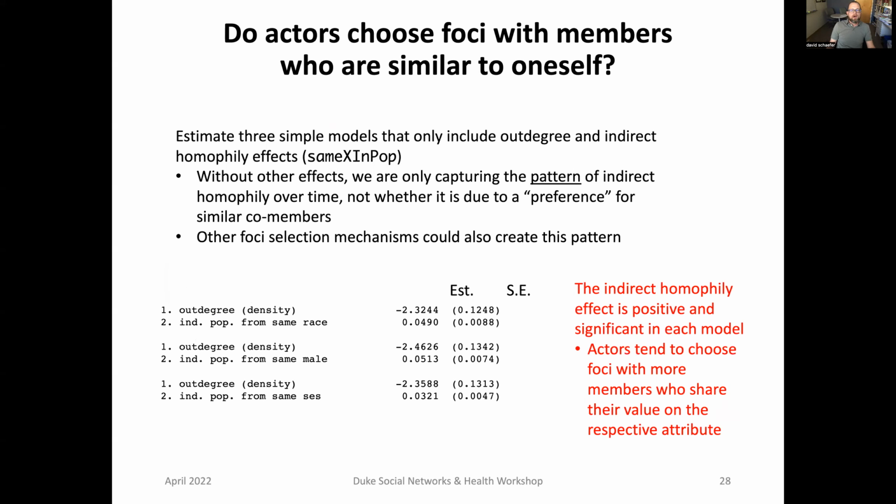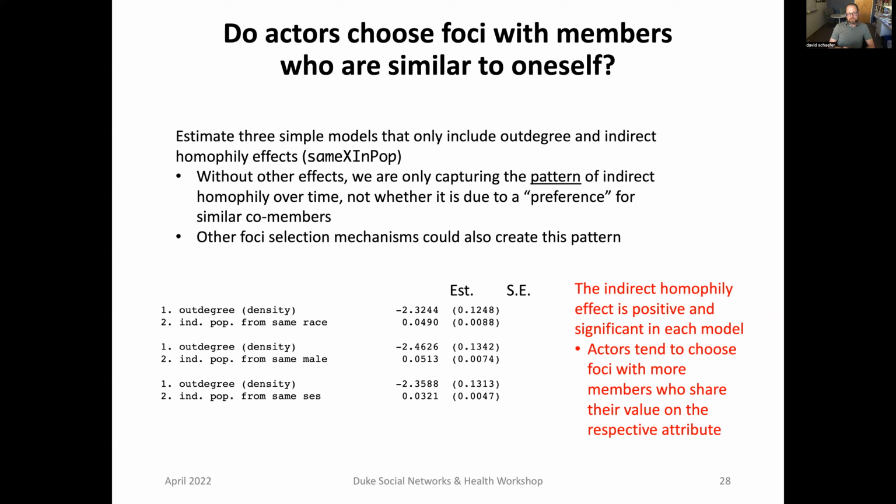Okay. All right. The first part of the script runs a really simple model that just checks for this indirect homophily, right? Do actors choose foci with members who are similar to oneself? So we're going to estimate simple models that only include this same X in pop. Okay, so we're not including any other controls. We have to include out degree, but we don't have anything else in there.